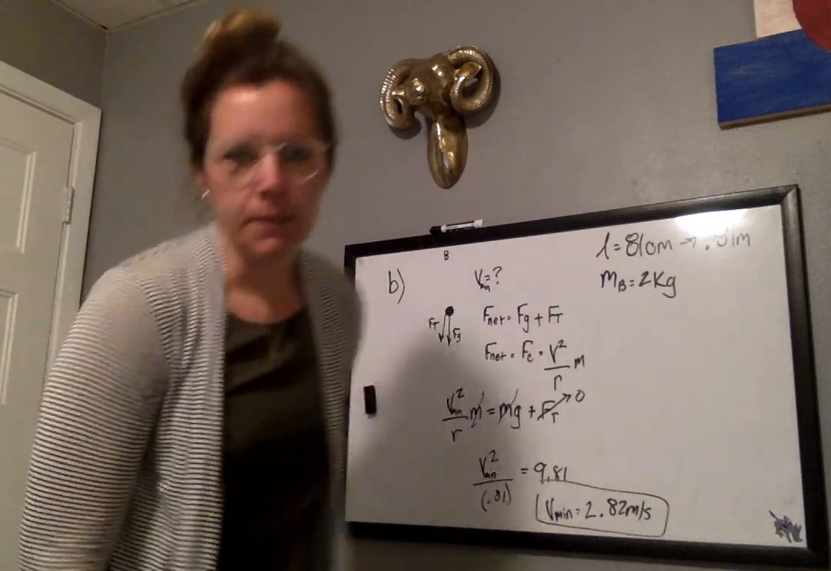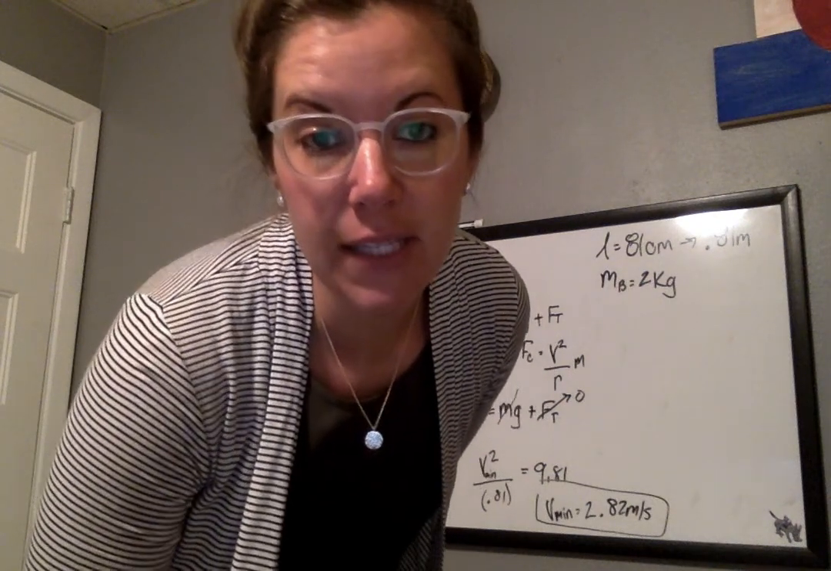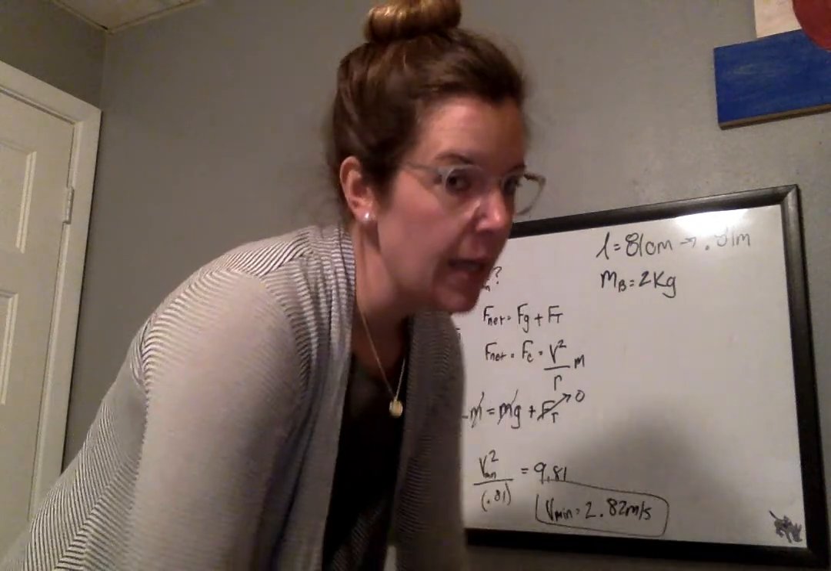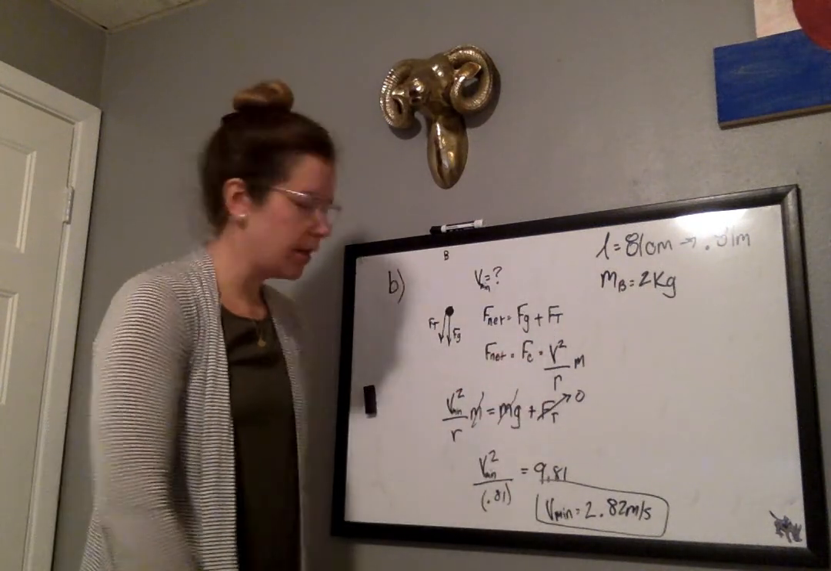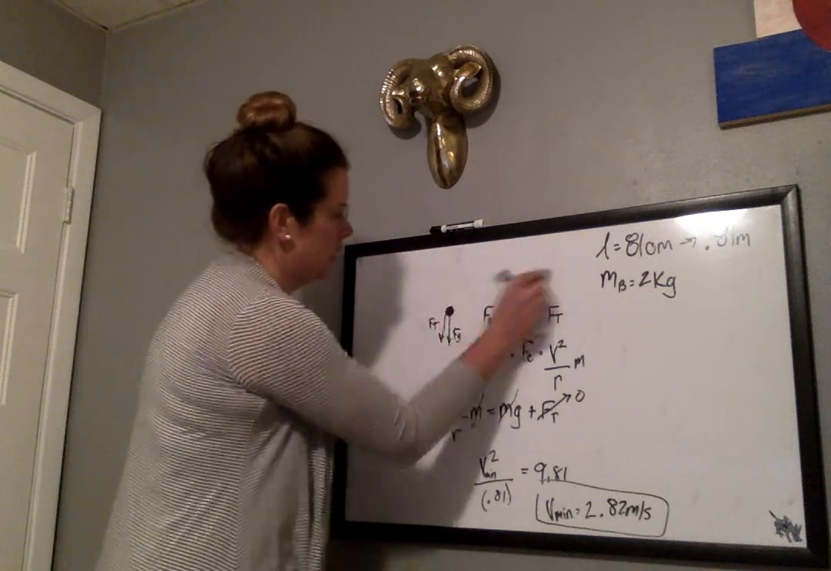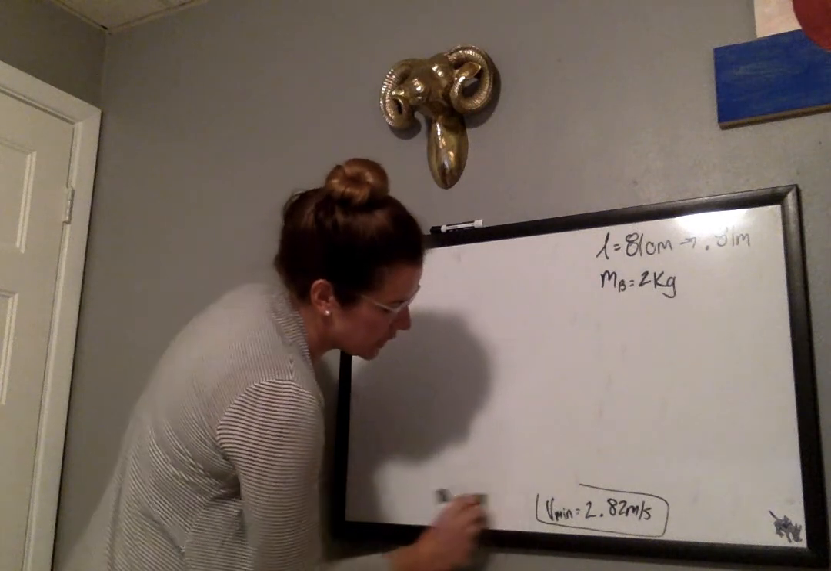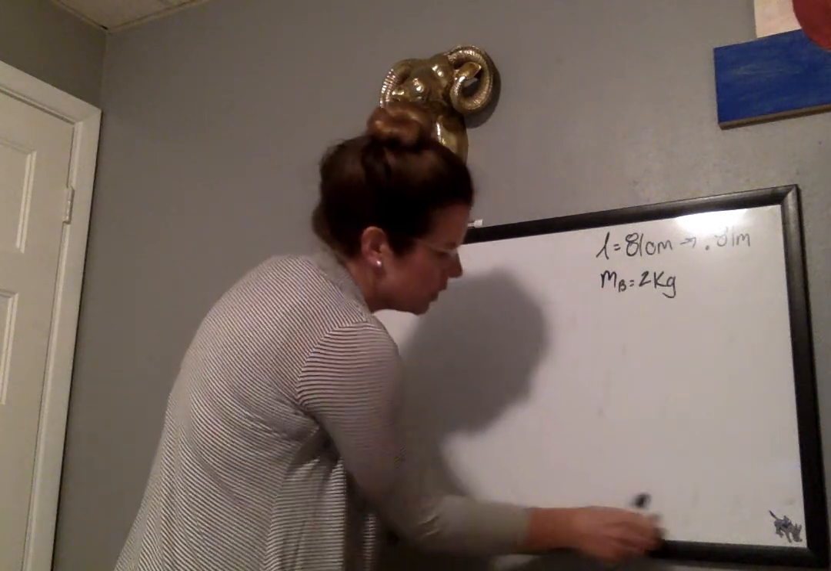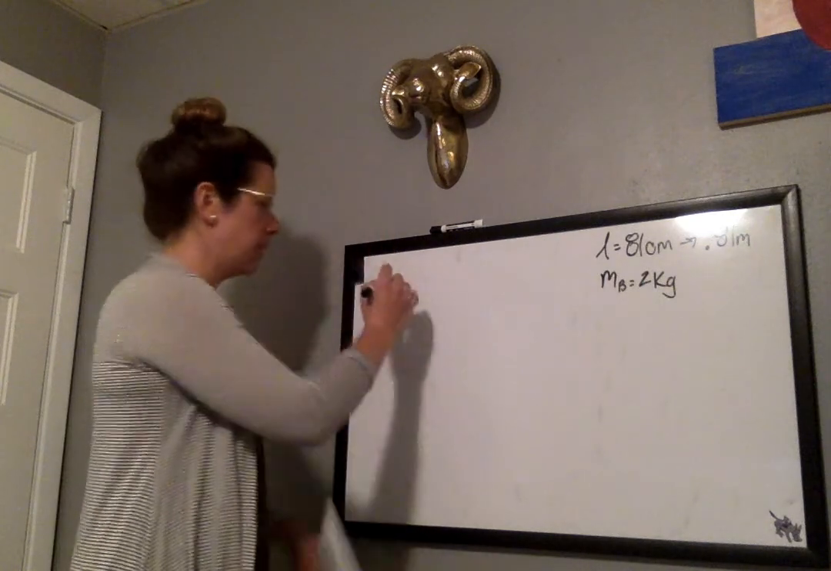Cool. Part C. Now you need to calculate the velocity again at point B. However, this time you do have the force of tension as 30 newtons. So the last one we did was at the top of the circle. This time we're going to do the bottom of the circle. Part C.